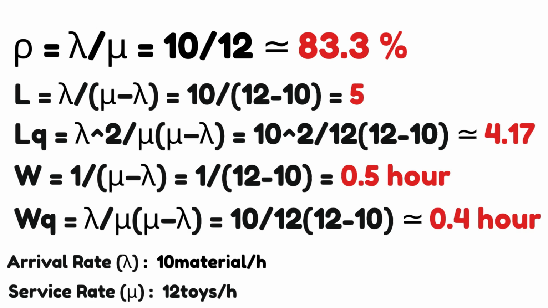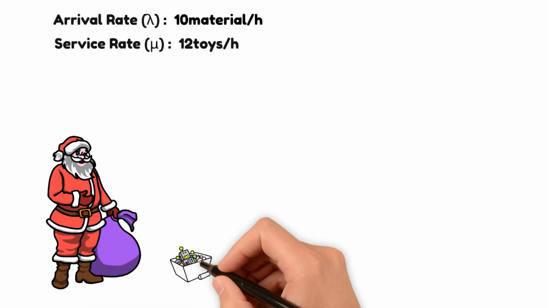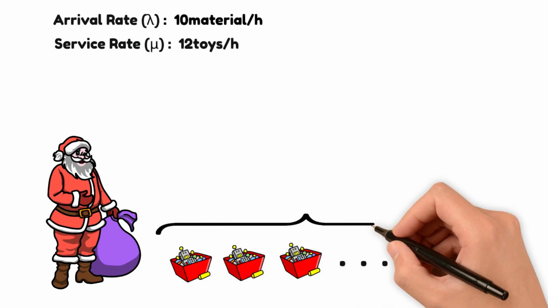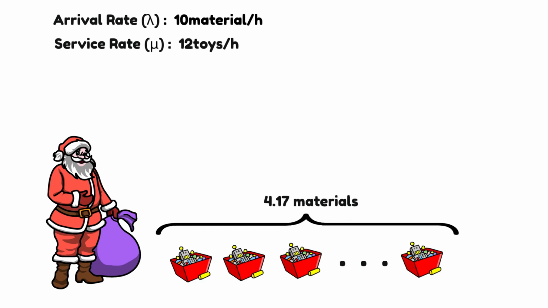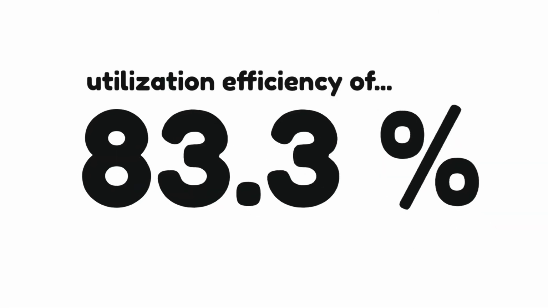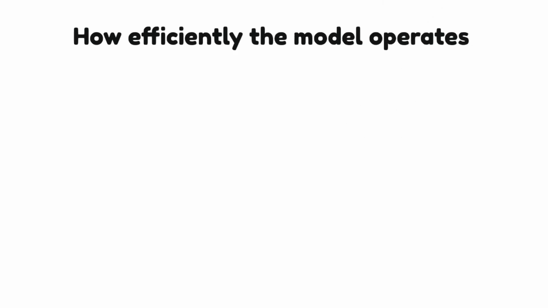This means that on average, 5 raw materials remain in Santa's factory at the same time, with approximately 4.17 items waiting in the queue. Each raw material spends an average total of 30 minutes, 0.5 hours, in the system, including an average of 25 minutes, 0.416 hours, waiting in the queue. The factory system operates at approximately 83% utilization. These performance metrics give us insights into how efficiently the model operates.